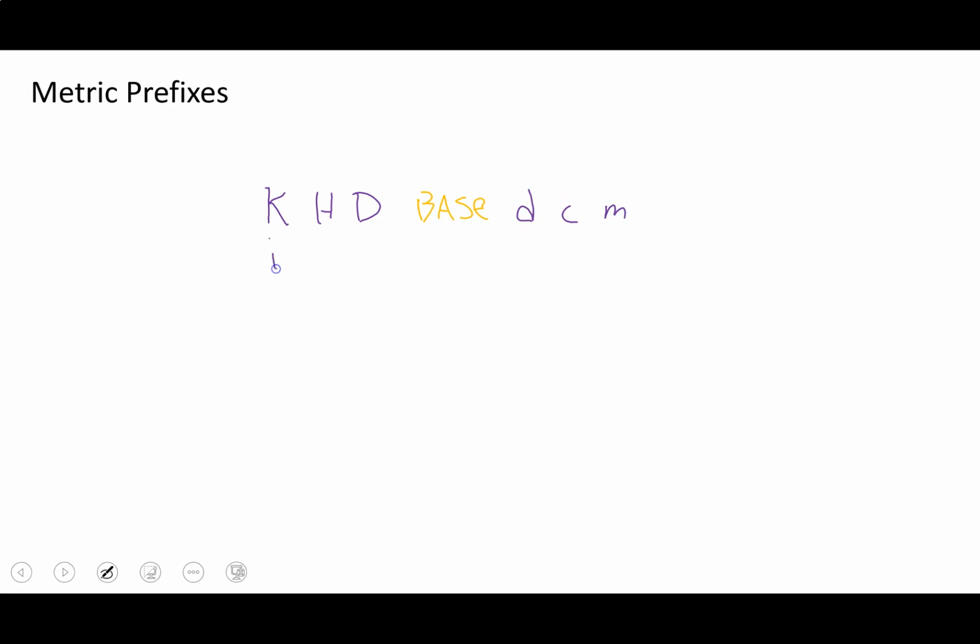So again, this is kilo. This is a prefix that we could attach to a base. This is hecto. This is deca. This is deci, and then centi, and then milli. We've traditionally stayed within these for a lot of the work that we've done in science, where this would be the limitation that we've worked with.